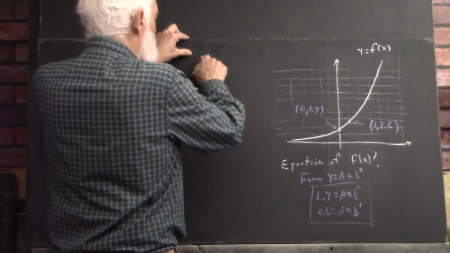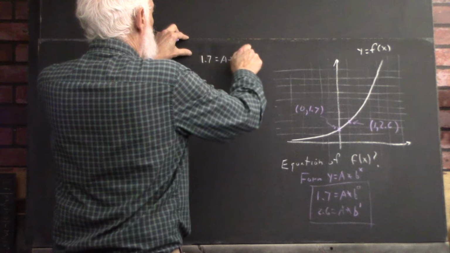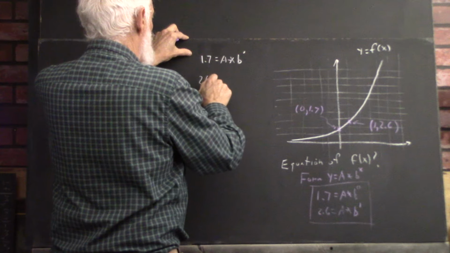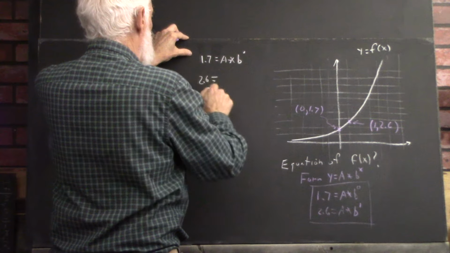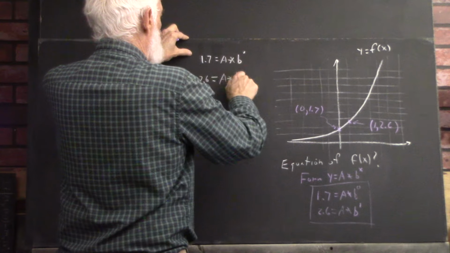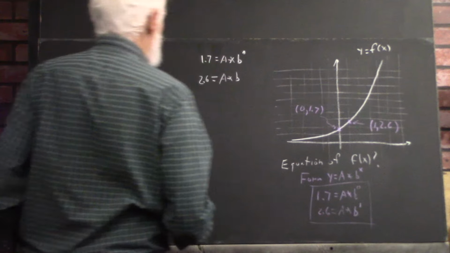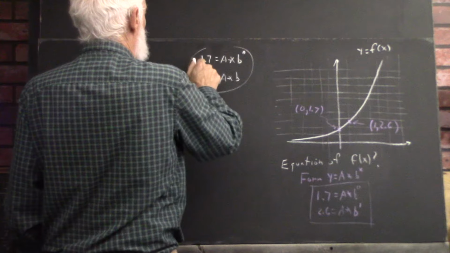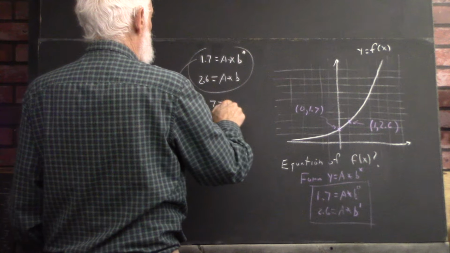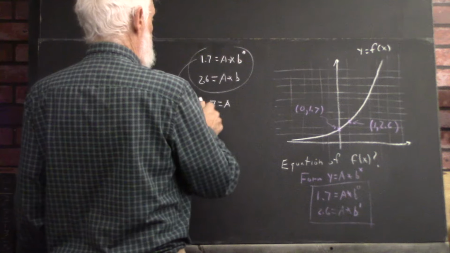Okay, so let's write it out then. So we have 1.7 equals a times b to the 0. And we have 2.6 equals a times b to the 1, which is just a times b. Okay, well, this equation tells us that 1.7 equals a. So we've got our value of a.